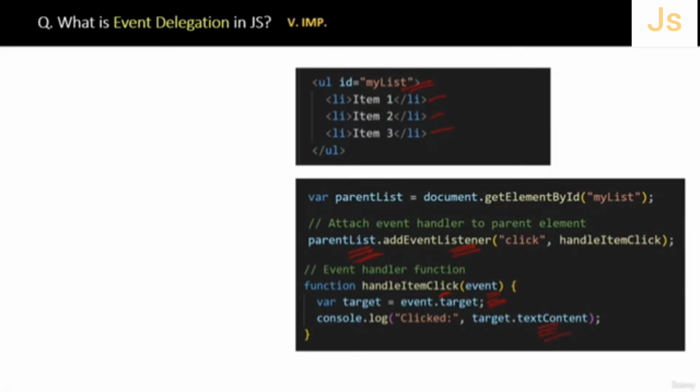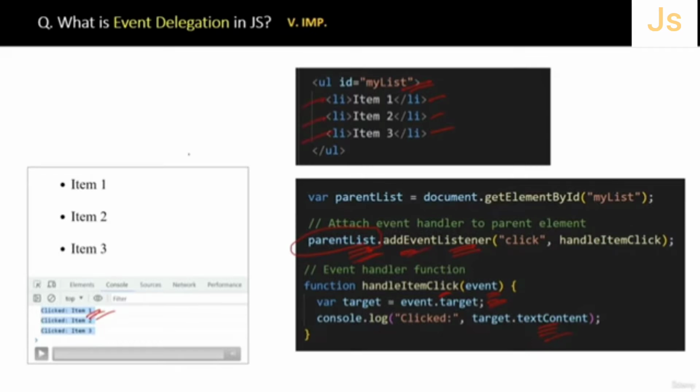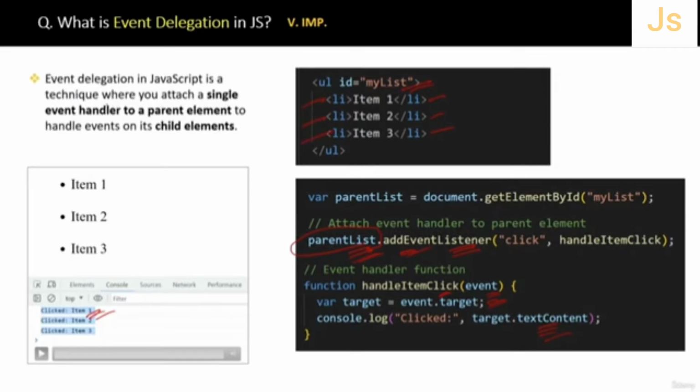Now, as I showed earlier in the browser, on clicking the child elements, I am getting the text content of the specific child element. And that is the magic of event delegation. We have just added an event handler to the parent element, and that has automatically delegated the events to the child elements. The conclusion is, event delegation in JavaScript is a technique where you attach a single event handler to the parent element to handle events on all of the child elements. So great, now the concept is fixed in your memory.